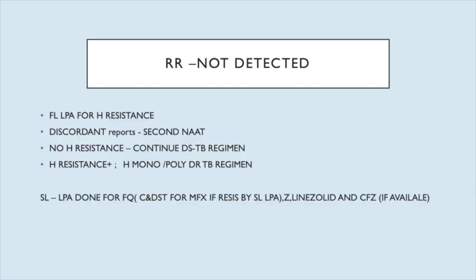How about the second arm? Let's quickly revise. If rifampicin resistance is not detected, still do a first line LPA for H. Discordant report, do a second NAAT. No H resistance, just give him a drug sensitive TB regimen. And if H resistant, then give him the treatment according to the H mono or poly DR TB regimen.